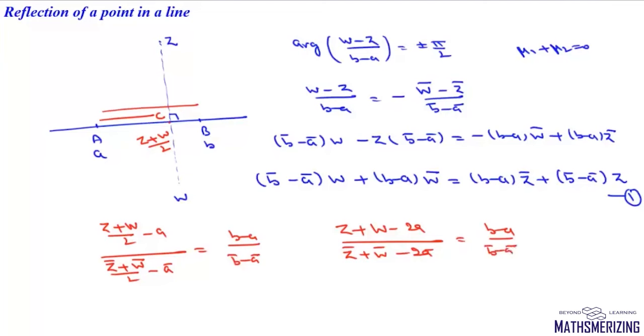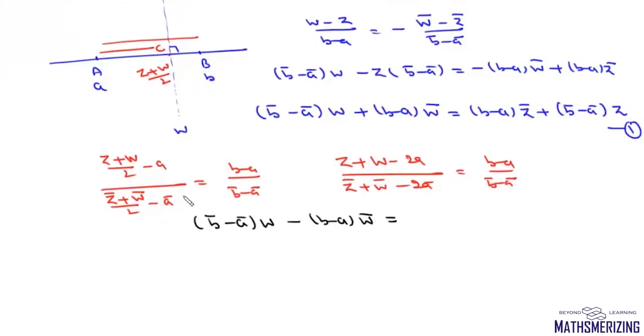Now we cross multiply, we can write this as (B bar minus A bar) W minus (B minus A) W bar will be equal to (B minus A) Z bar minus (B bar minus A bar) Z plus 2A B bar minus 2A bar B, and that's our second equation.